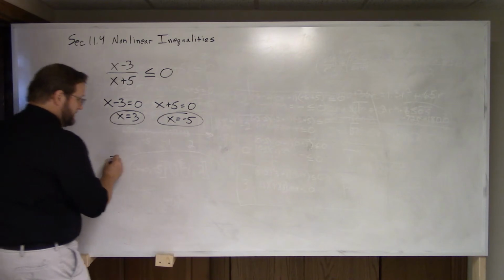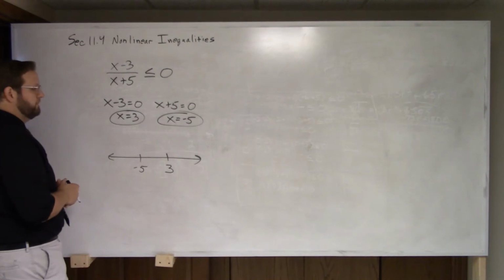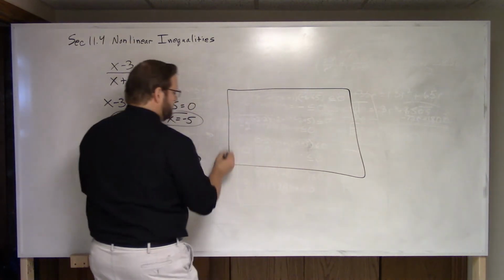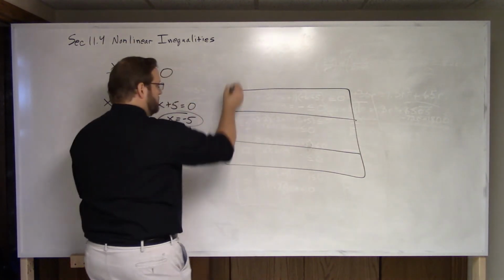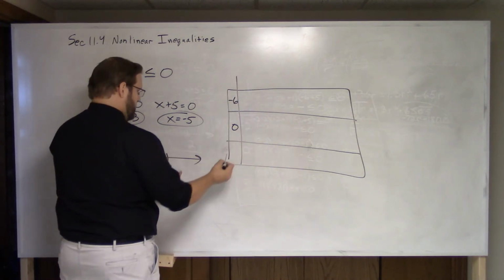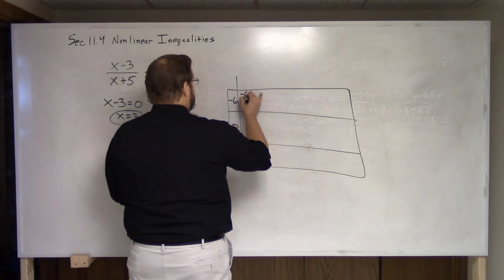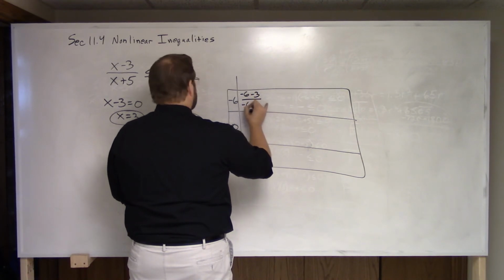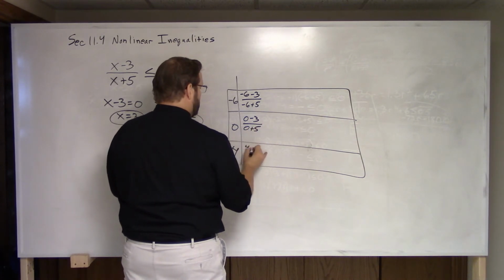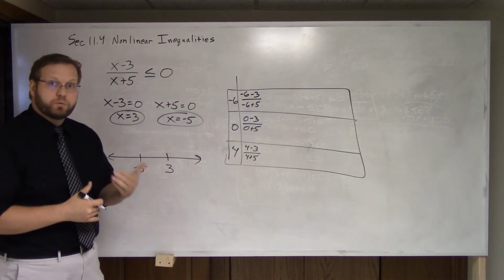Okay, same thing as before. Negative 5, 3. Okay, I have 3 regions. Create a table, 3 rows, and I'm going to pick negative 6, 0, and let's say 4. See what happens with that. So I have negative 6 minus 3, negative 6 plus 5, 0 minus 3, 0 plus 5, 4 minus 3, 4 plus 5. Okay, let's work those out.